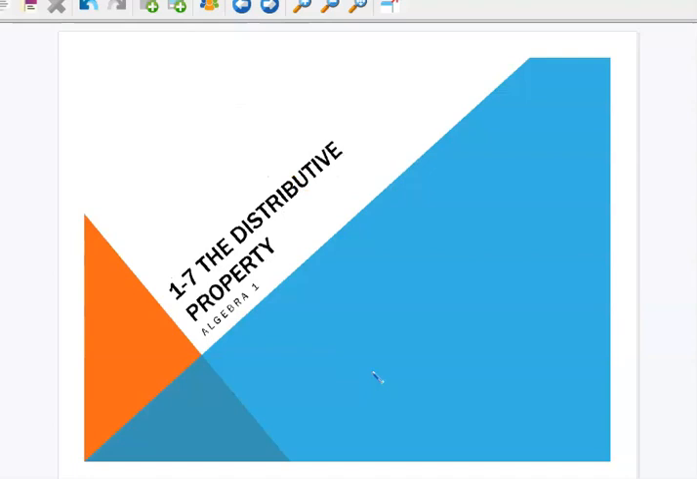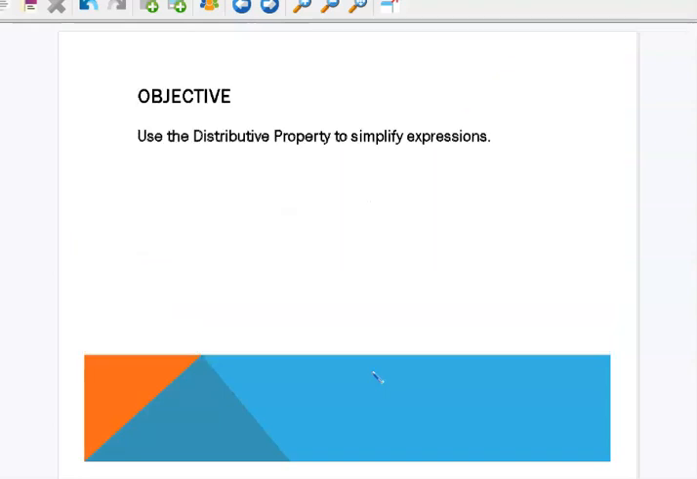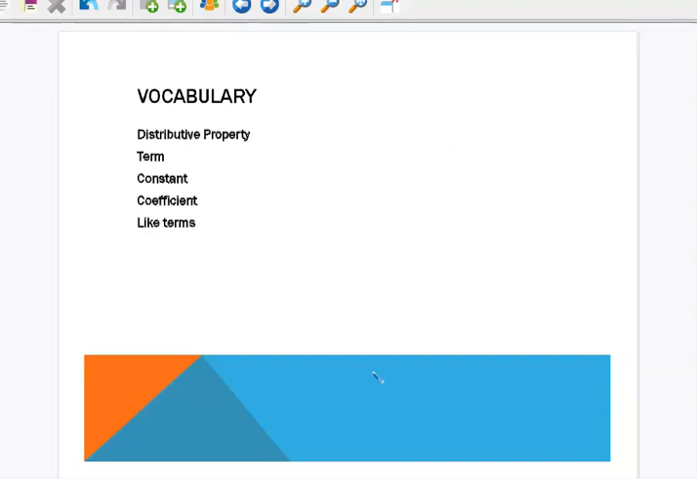And we're going to talk about the distributive property. This is going to be in section 1.7 of your notes. So if you'll turn to those notes, our objective today is we want to use the distributive property to simplify expressions. Okay, and again, we're trying to reduce the number of numbers or the number of variables. So here's some vocabulary. Distributive property, which is what we're working on. Term, constant, coefficient, and like terms. Things are the same.